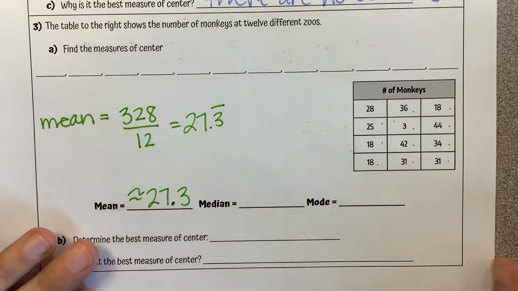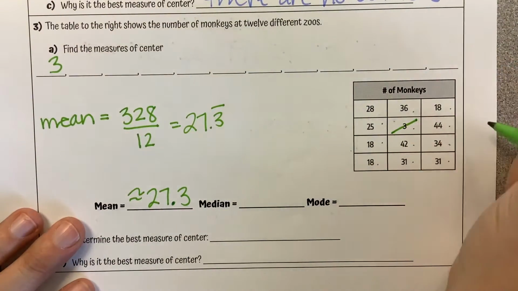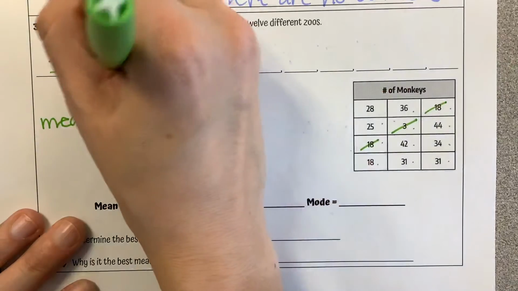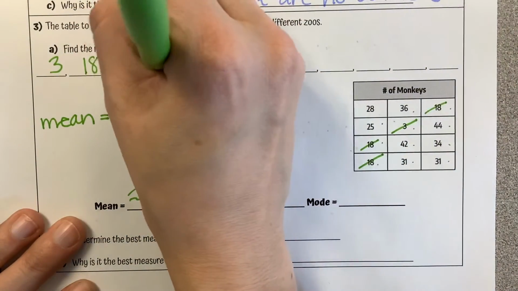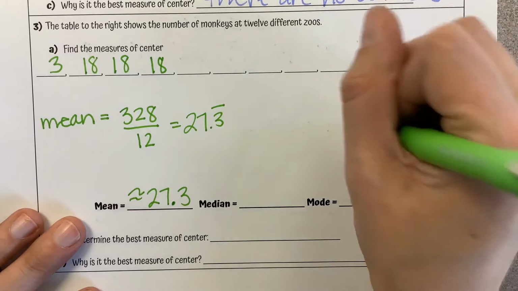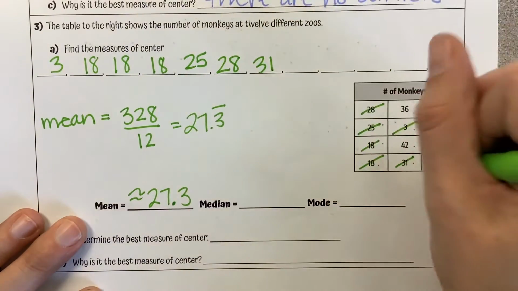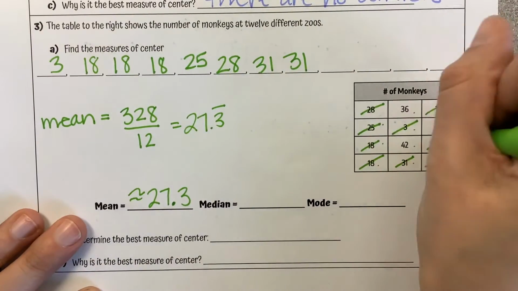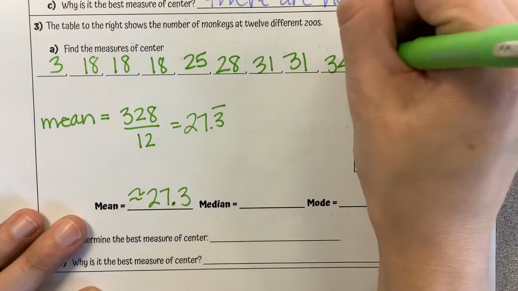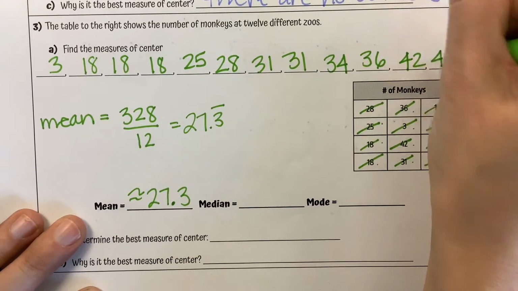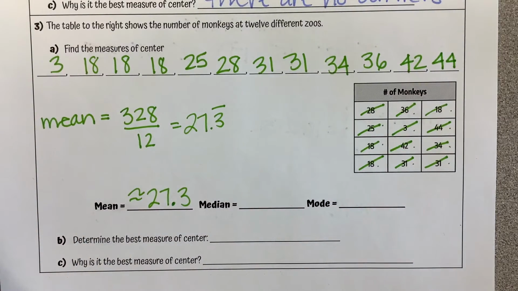Now let's go ahead and find the median. So let's put this in order. We've got 3, then we've got 18, another 18, another 18, then 25, 28, 31, another 31, 34, 36, 42, and 44. So now those are in order from least to greatest.